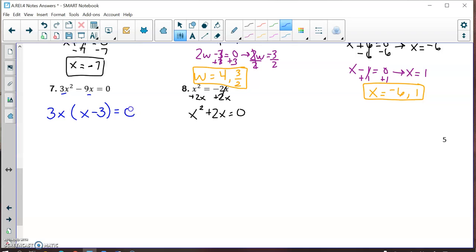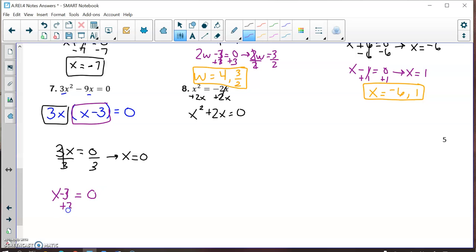Now I'm going to use the zero product property. I'm going to set my first factor, which is 3x, equal to 0, and solve for x by dividing by 3 on both sides. I get x is equal to 0. And then I'm going to set my second factor equal to 0. And by adding 3 to both sides, I get x could be a value of 3. So we have two real number solutions for this one. x could be equal to 0, but also 3.